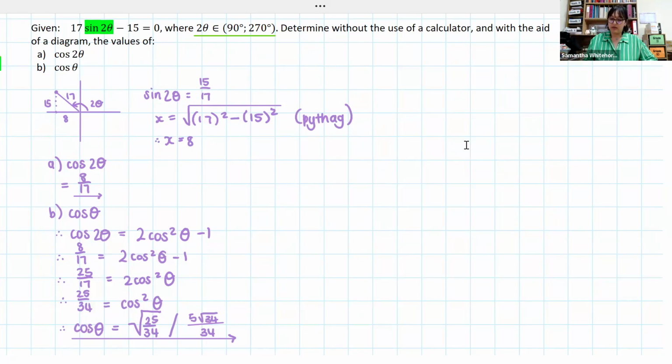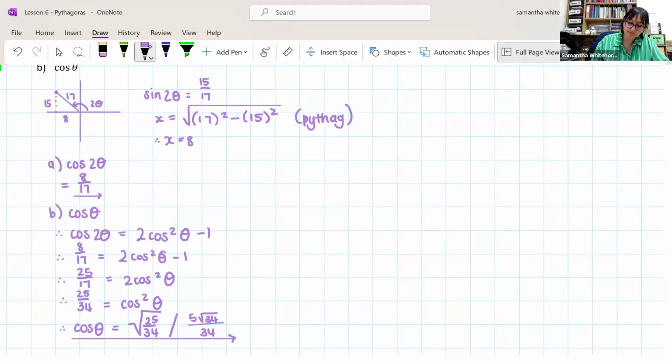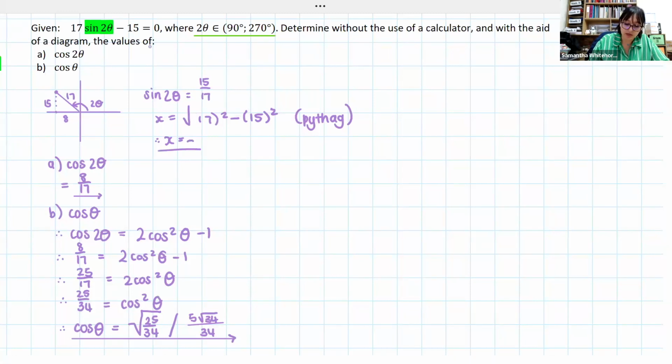I made a mistake in this one. I thought I corrected myself, but I did not. So let's correct it. You had to work out x. Now remember, x in quadrant 2 is negative. So that should be a -8. Actually, let's do my corrections in a different color. So this should be a -8, which means this should be -8/17 in question A.